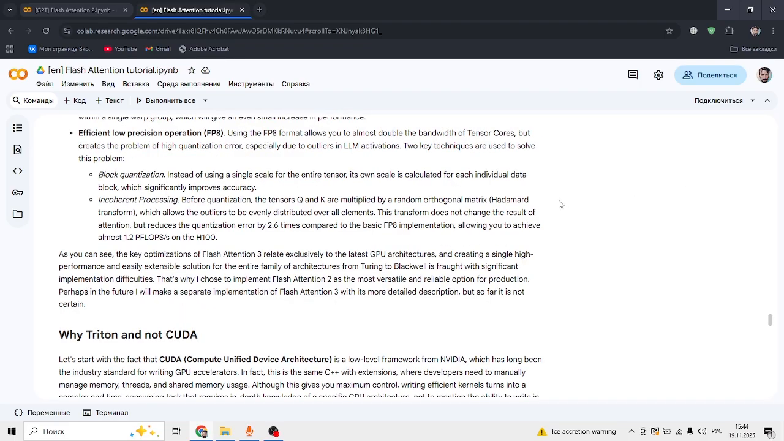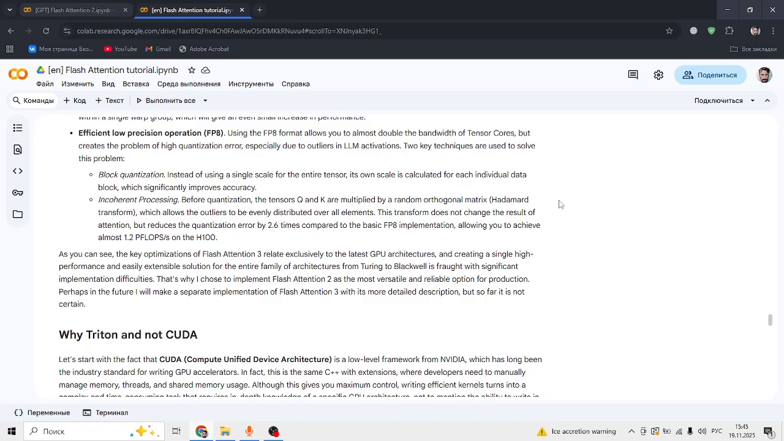So, as you can see, these techniques are linked with the latest GPUs, and I mean that there is no sense to apply FlashAttention 3 to Turing or Ampere or Ada architectures. That's why I decided to use FlashAttention 2, because this is the most universal implementation, so it can work well with all older generations of GPU, and also it works not so bad.